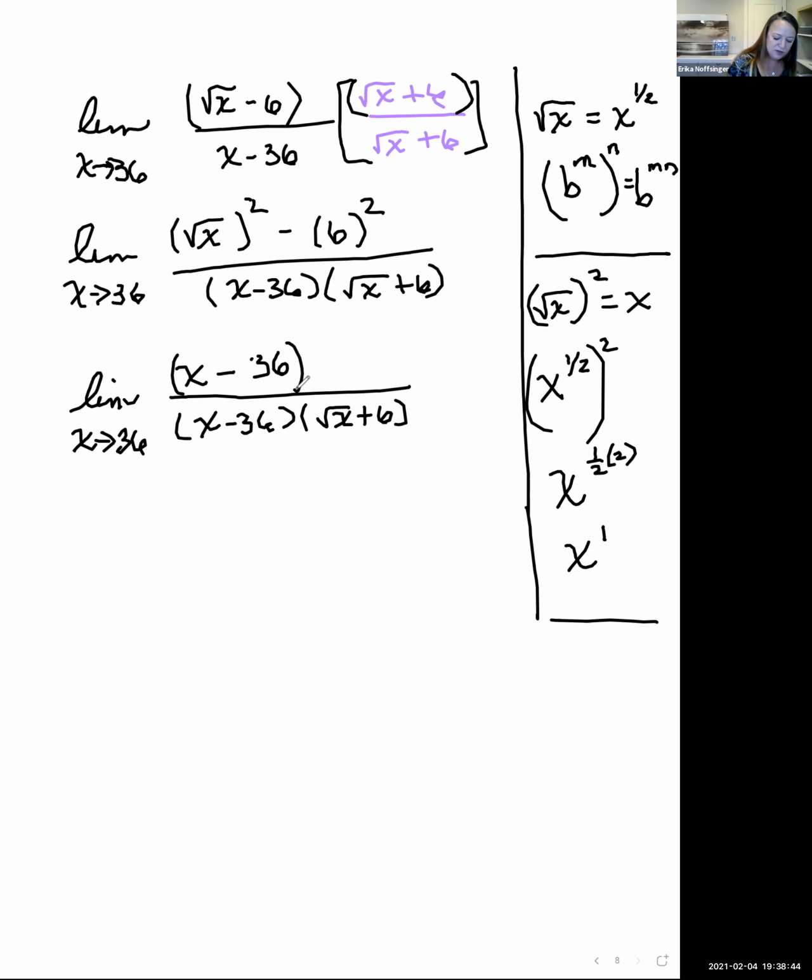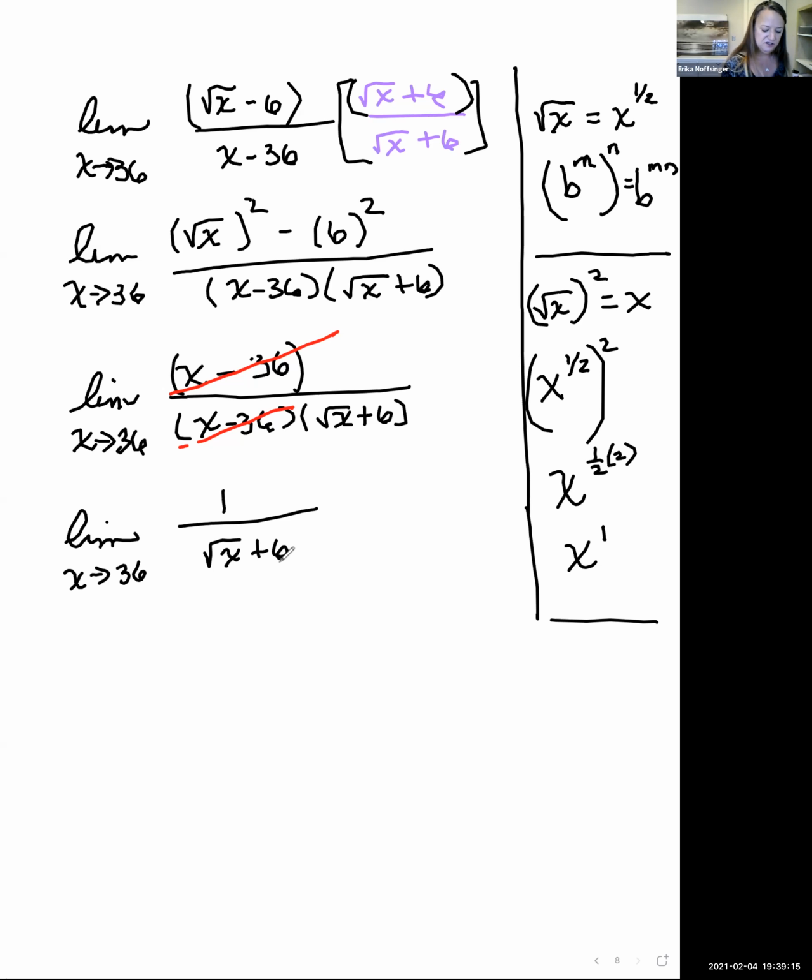So notice here, once we multiply through by that conjugate, we now again have like factors in the numerator and denominator. So we have x minus 36 in the numerator, and we have x minus 36 in the denominator. And so those factors are going to cancel, and we're left with a 1 in the numerator. So the limit as x is approaching 36 of 1 all over square root of x plus 6.